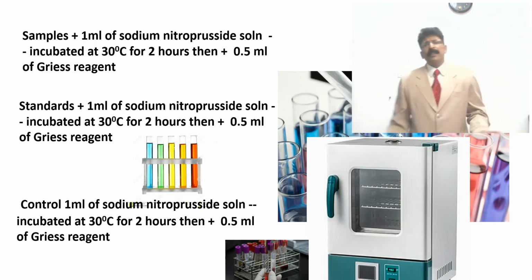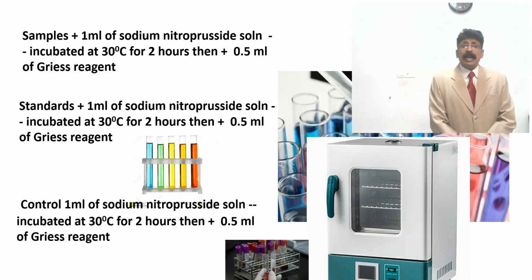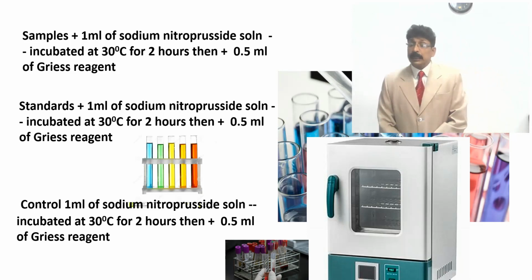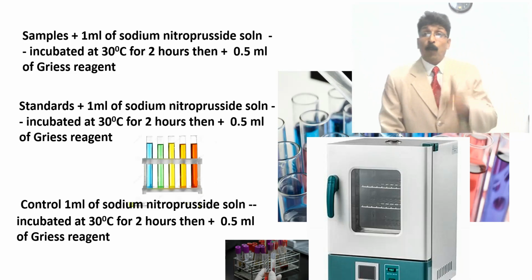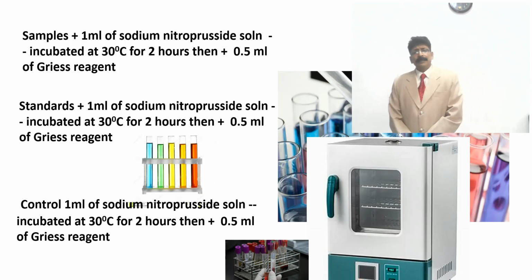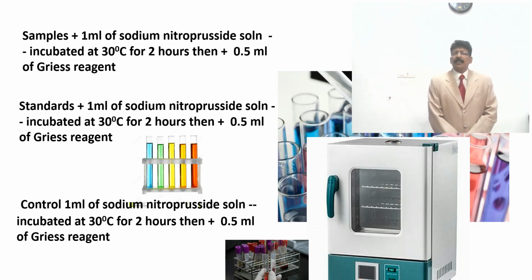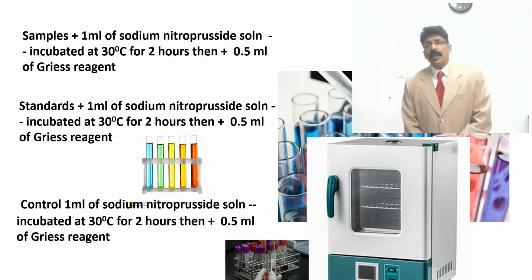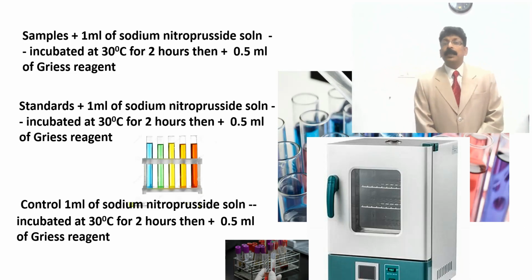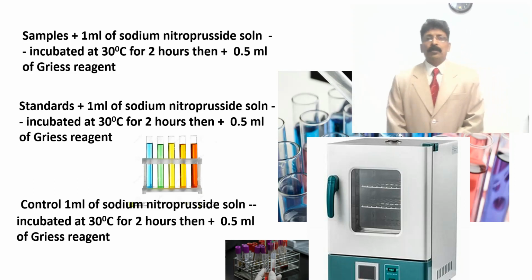So 1 ml of ethanol, which you use for dilution, you can take, and add 1 ml of sodium nitroprusside, incubated at 30 degrees centigrade for 2 hours. You have to do the same work for this one control sample, and after incubating for 2 hours at 30 degrees centigrade plus or minus 0.5 degrees centigrade, add 0.5 ml of Griess reagent to that control test tube, so that you will get the control color. This is the main important fact. 3 things you have to remember.